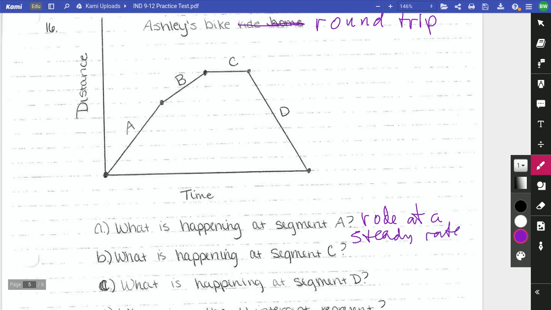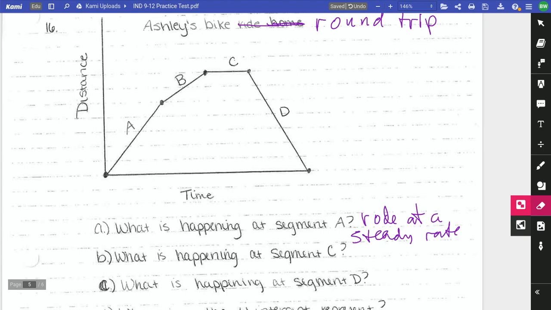How do we know she was going at a steady rate? We know that because the slope is constant, like most of our graphs are that we do in here for these type of problems. The slope doesn't change. That means the rate doesn't change. Slope is rate on a distance time graph.